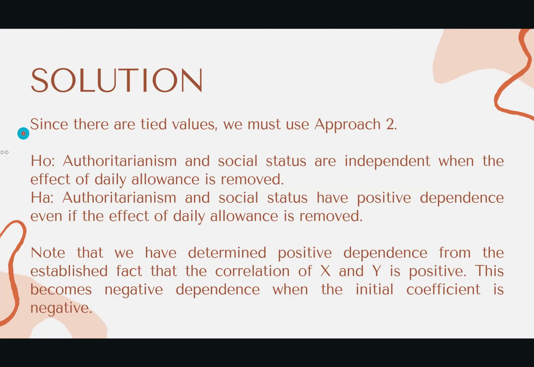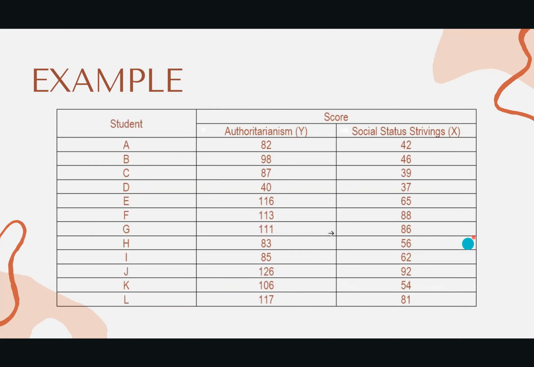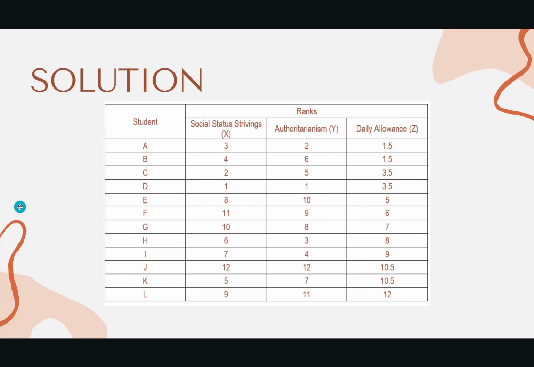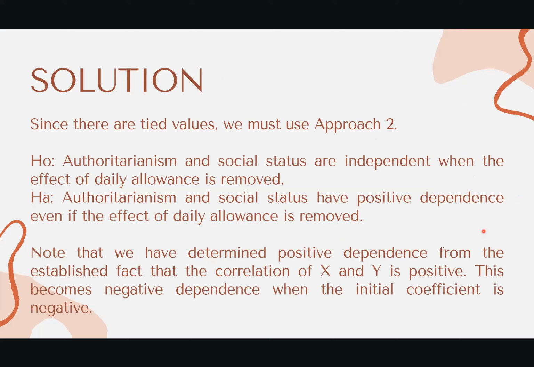Okay? So, kung titingnan natin yung values, balik tayo, you could verify na wala namang ties dito. However, dito sa daily allowance, makikita natin na yung student AB has the same, CND has the same, and JK has the same. So dahil may ties, automatic na approach lang yung pwede nating gamitin. Now for H0, authoritarianism and social status are independent when the effect of daily allowance is removed. However, for the HA, nagkaroon tayo bigla ng positive dependence.